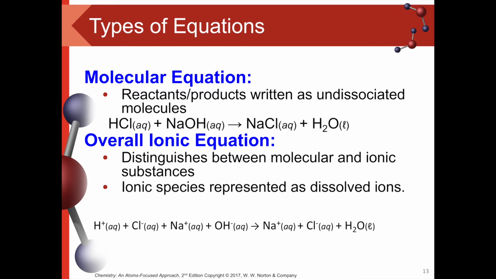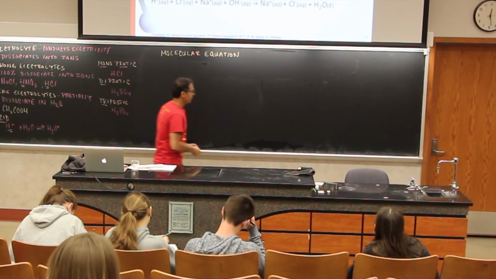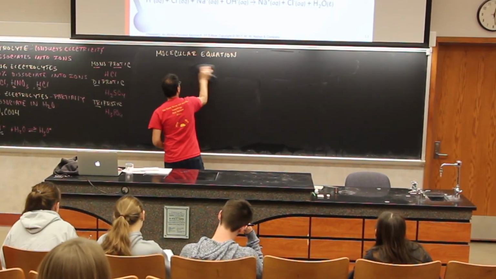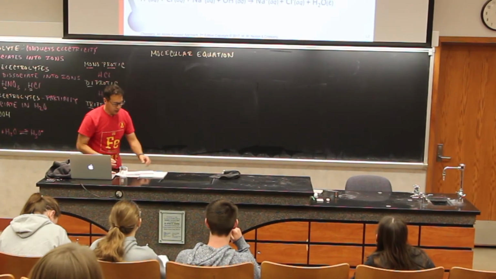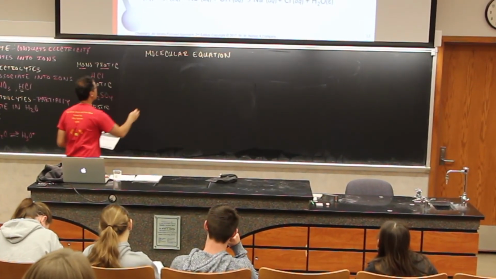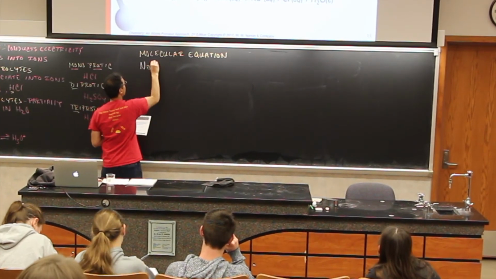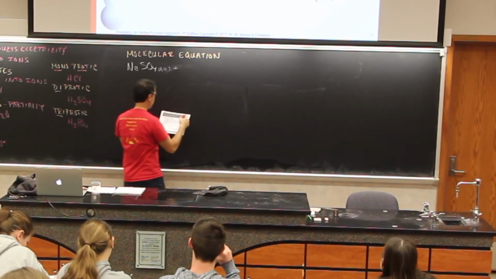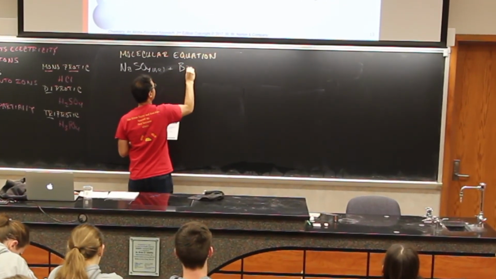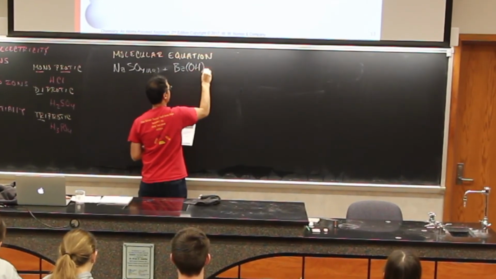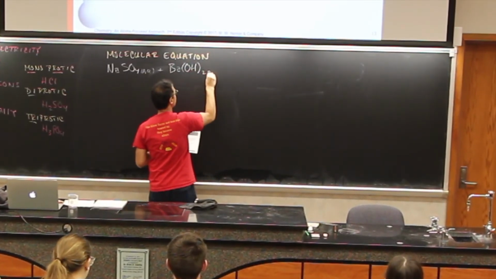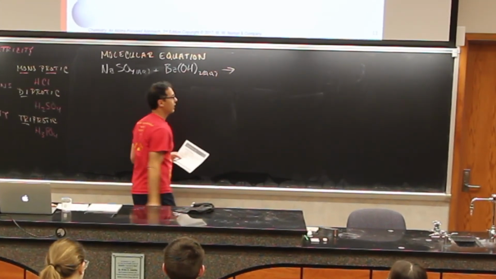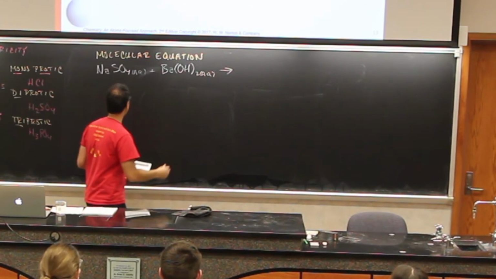This gives us our reactants and our products, everything completely written out, including their states of matter. Now I'm going to use different reactants and products here in my example. I'm going to use sodium sulfate, Na2SO4, which is aqueous. And I'm going to react this with barium hydroxide, which is also aqueous. And then when they are mixed together, they're going to form something new.